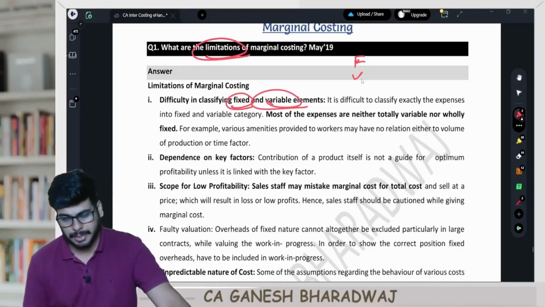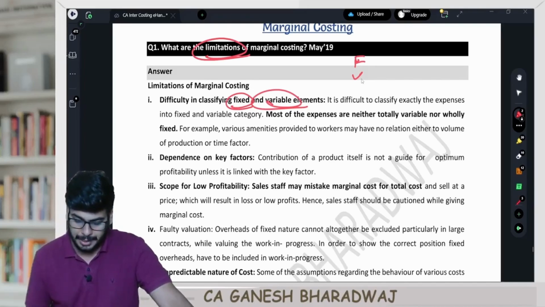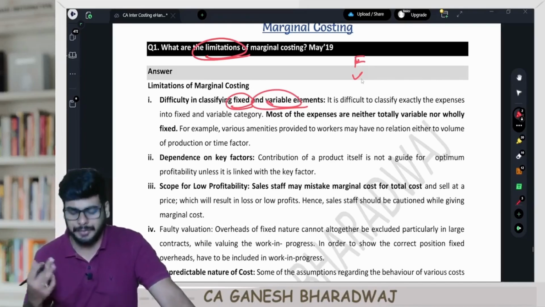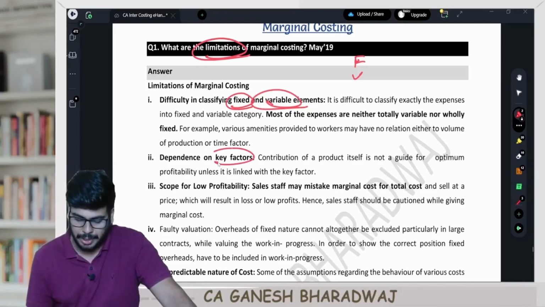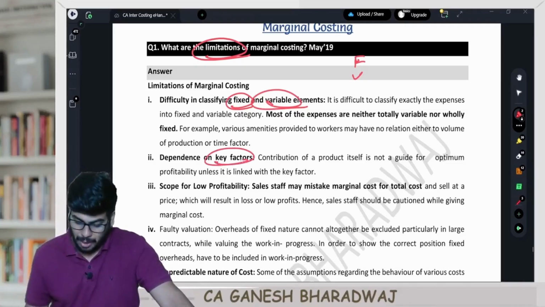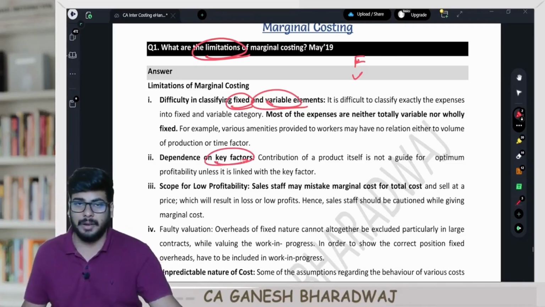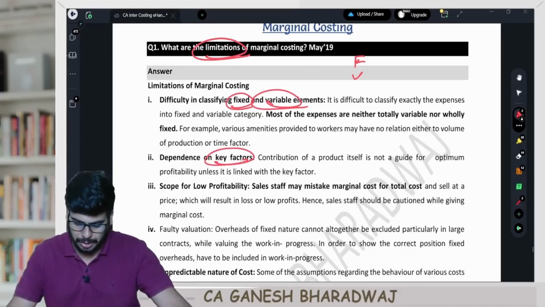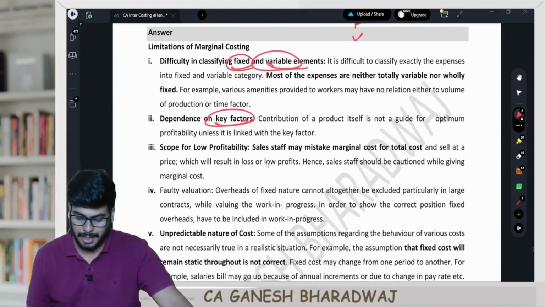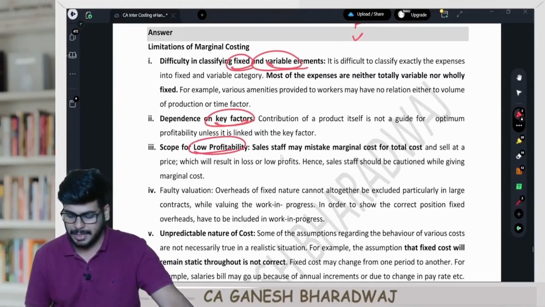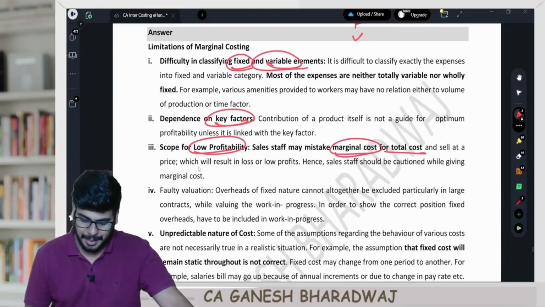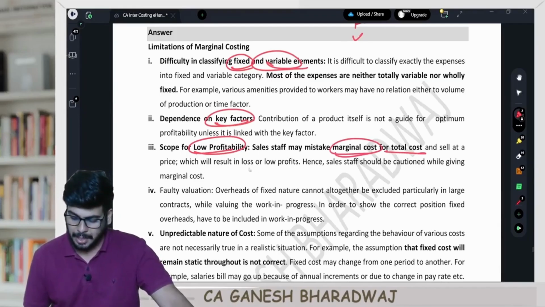Are you clear with this? So in reality, it's difficult to classify. Dependence on key factors. What are the key factors that I have and how do I determine them? These are also some issues. Scope for low profitability. What is this? Sales staff may mistake the marginal cost for total cost and sell at a price which will result in a loss or low profits.